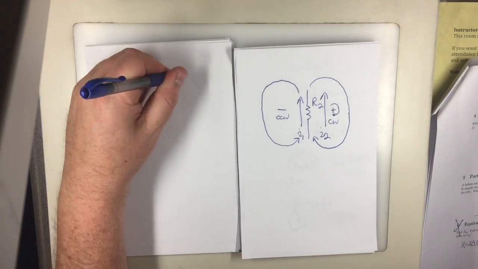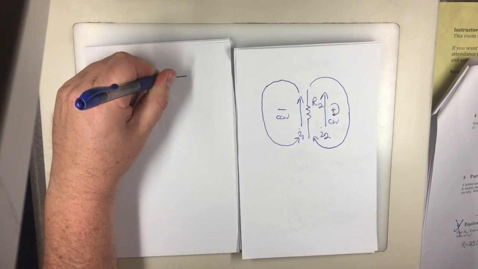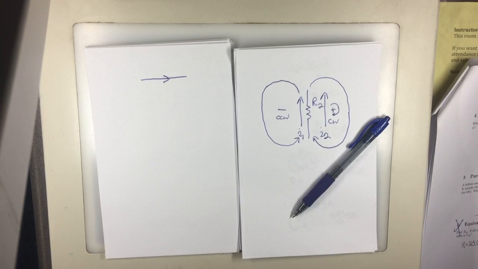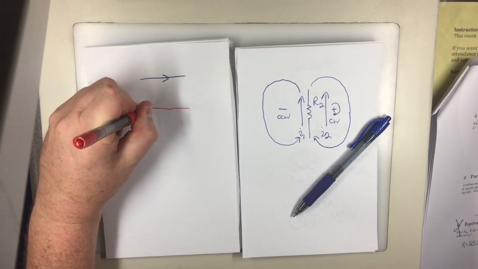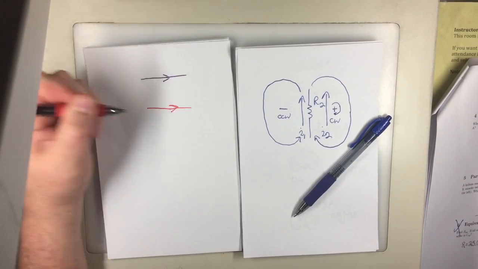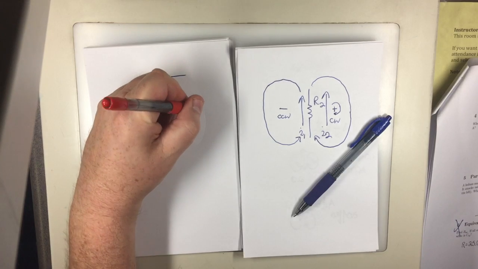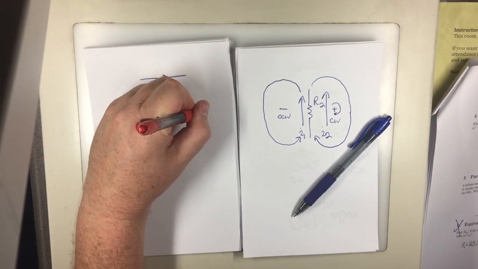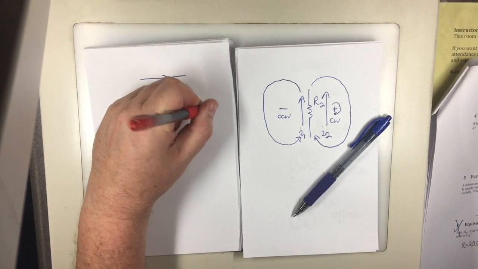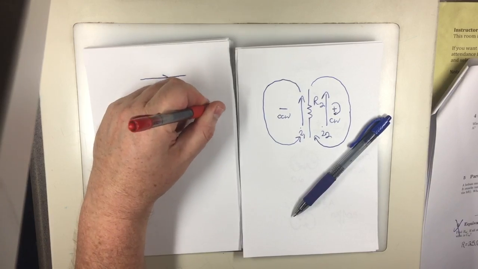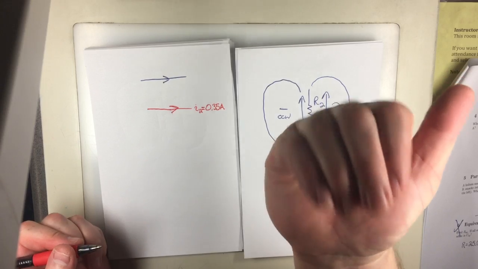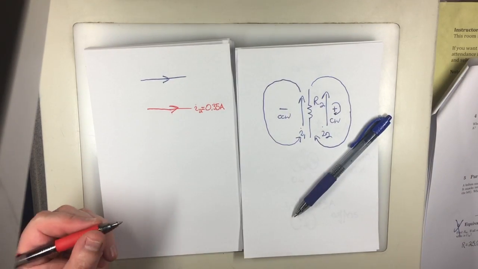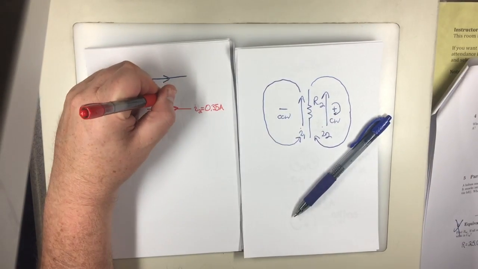So the two wires, blue wire and red wire, their currents are in the same direction. Lower wire I'm going to call I2, 0.35 amp. Anything above the wire is out. Anything below the wire is in.